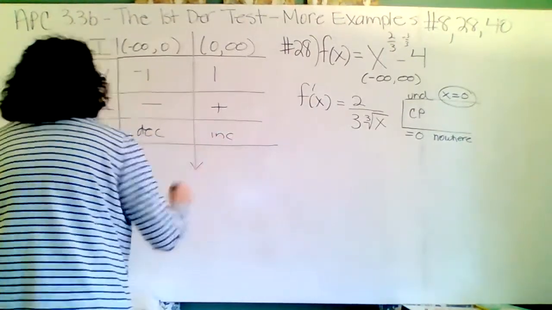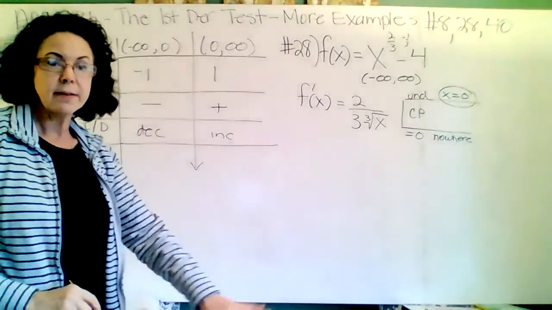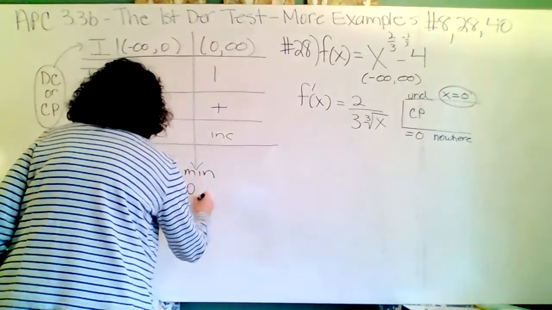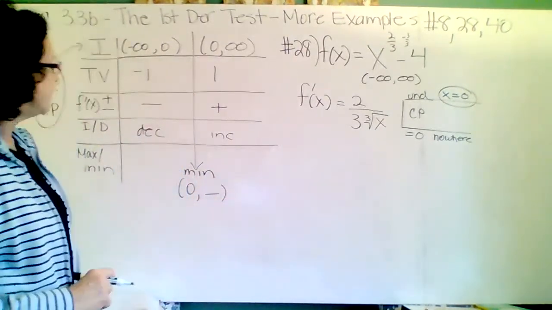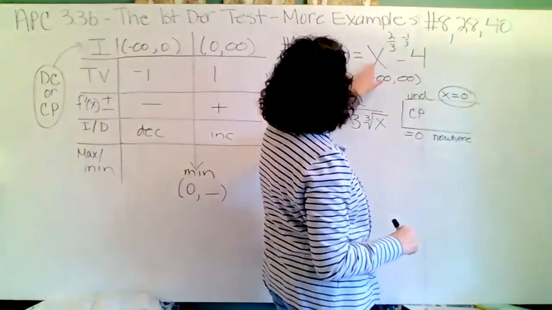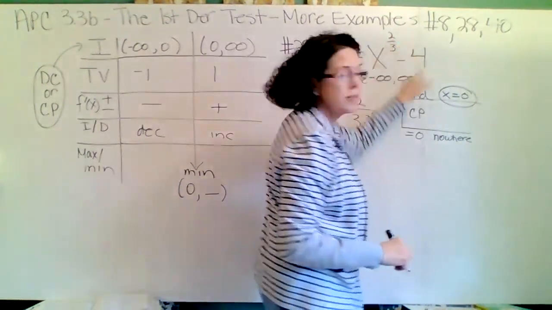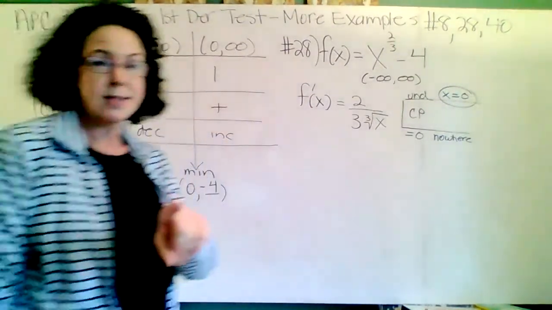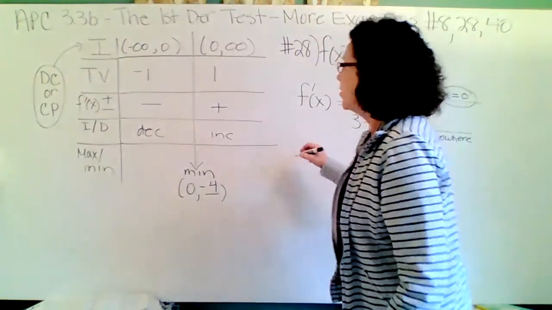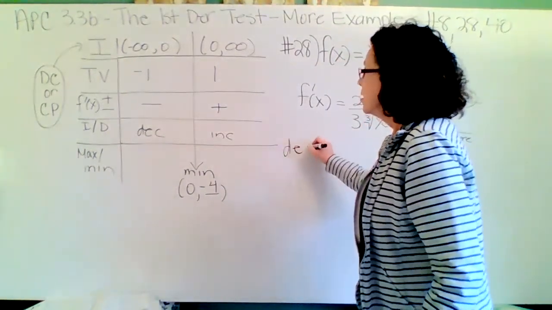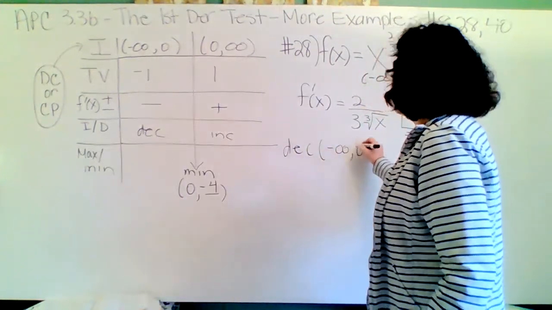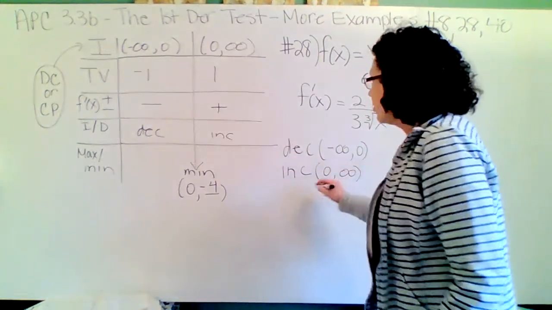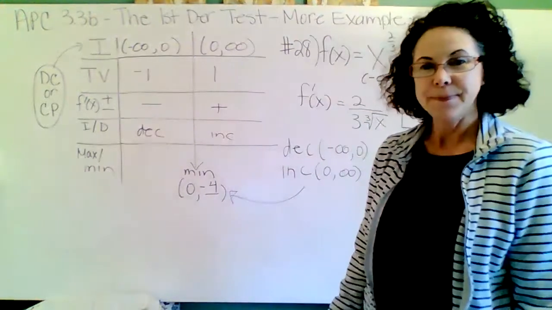There we go. Relative max or mins, we have decreasing on the left, increasing on the right. That is a minimum at 0. And to get that y value, let's go back to the original function. 0 to the 2/3 is 0. Minus 4 is negative 4. There we go. So in conclusion, this time we're going to write it, right? We found that there are decreasing intervals from negative infinity to 0, increasing intervals from 0 to infinity, and we found our minimum right there.